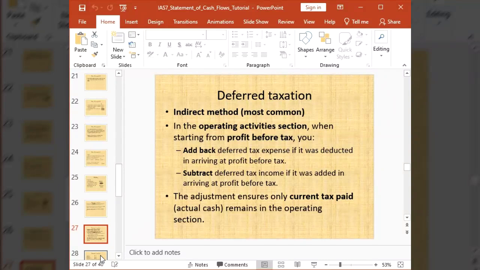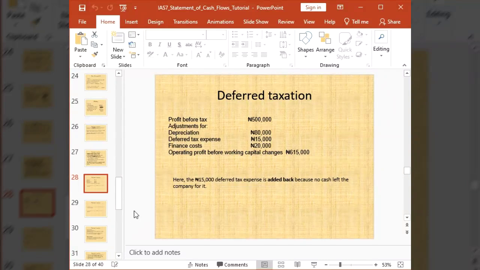Also, what that implies is that if we have a question where profit before tax is 500,000, then we have to adjust for depreciation 80,000, deferred tax expense 15,000. We also have to adjust finance cost 20,000. Operating profit before working capital changes is therefore 615,000. Here in the question, the deferred tax expense of 15,000 naira is added back because it is not a cash item and it does not result in a cash outflow.